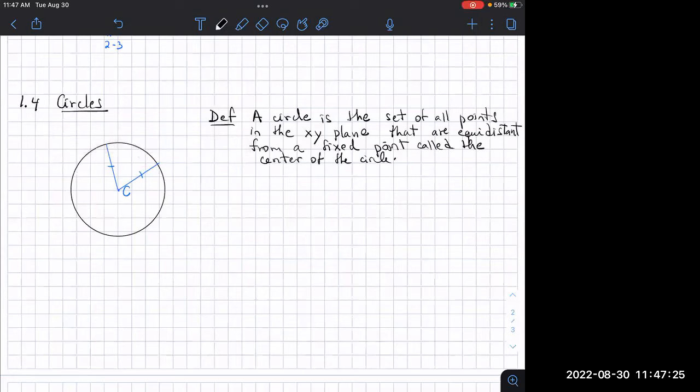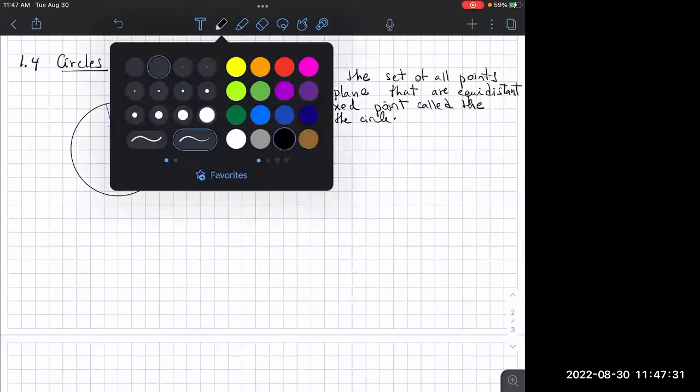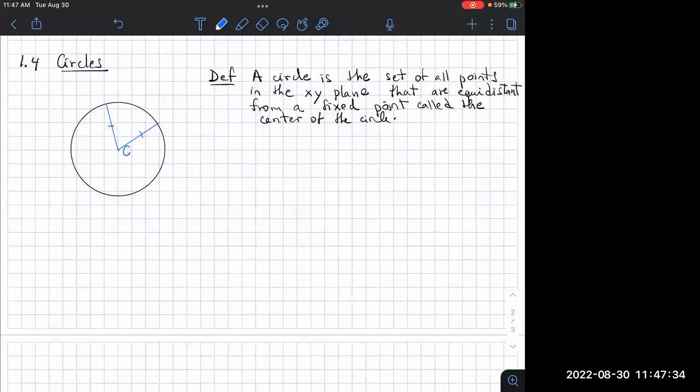Okay, so that's a circle. So this is what gives us the way to... and that's called the radius. That's how we find the equation of a circle.